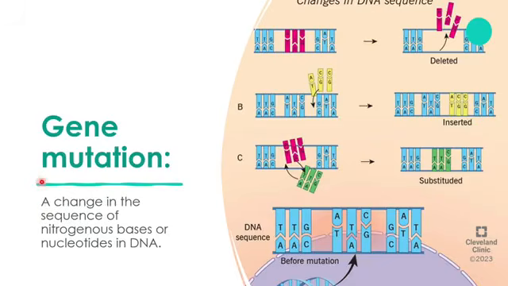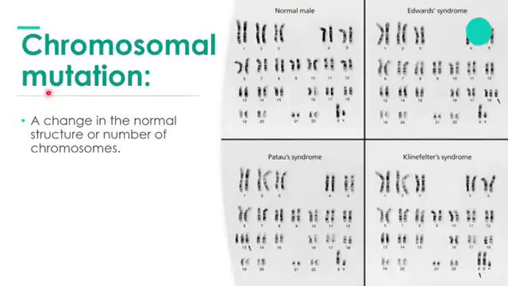The other type of mutation is chromosomal mutation, where there's a change in the normal structure or the number of chromosomes. For a question like that, a lot of times it's linked to meiosis, and there you will get karyotypes, and they want you to identify whether there's a chromosomal mutation. So you can just go and see if there isn't somewhere an extra chromosome or a chromosome that looks different from its partner.